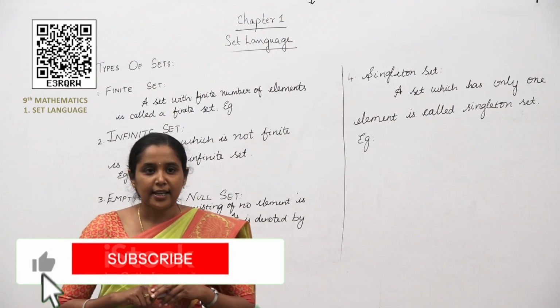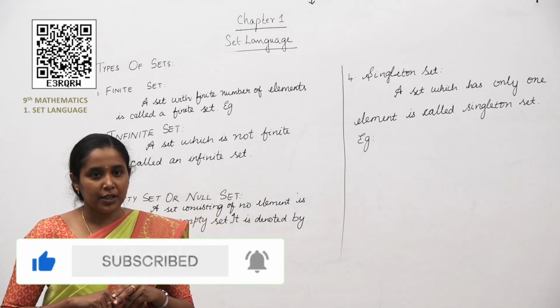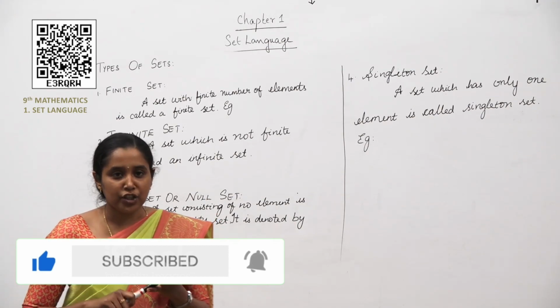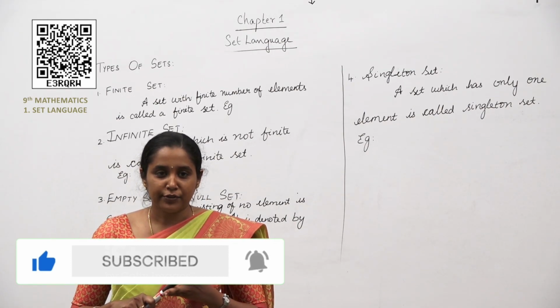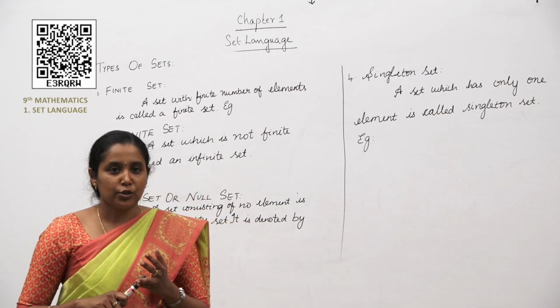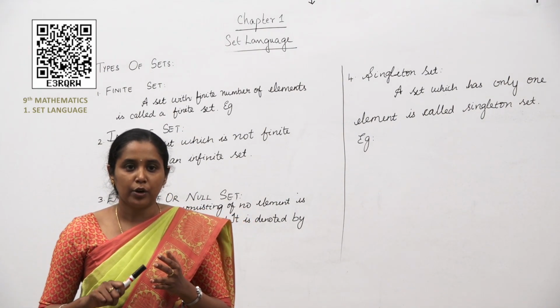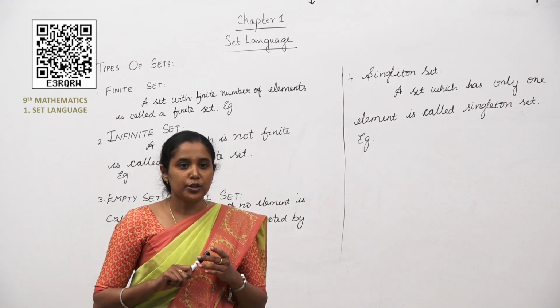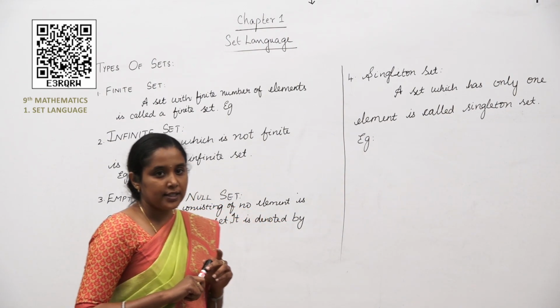So today in 9th standard mathematics, first chapter, we are going to learn about set language. Already you have studied the definition of a set and the representation of a set. So what are the representations of a set? Set builder form, roster form, descriptive form. Now we are going to learn about types of sets.